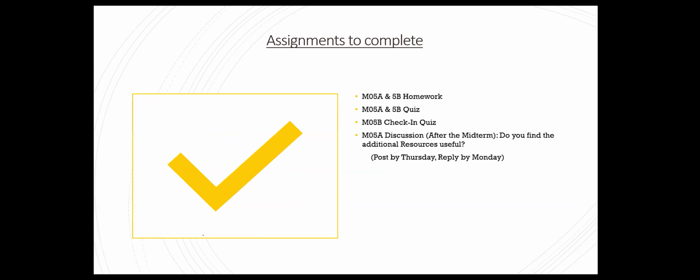The assignments you're supposed to complete include all the homework assignments in Module 5, which includes the A and B parts of it, the quizzes, the check-in quiz as well. And then you also have a discussion about how the midterm was for you.